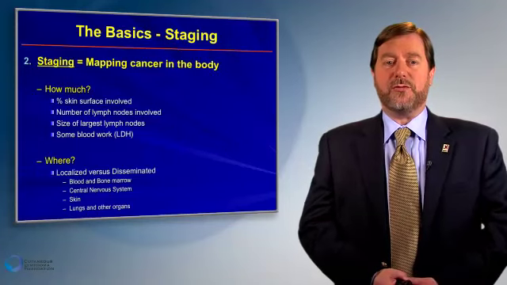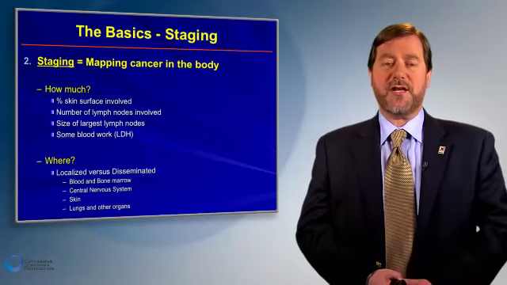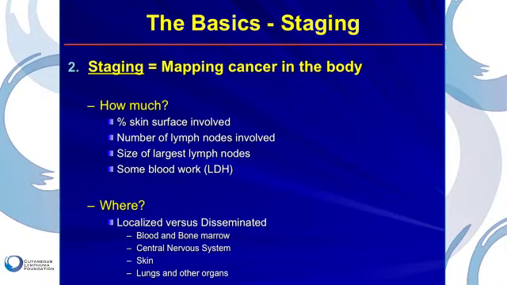Let's move on now to the staging and the fundamentals of the terminology for staging. Staging essentially means mapping cancer in the body. You want to know how much of cancer there is. In the case of CTCL, for example, that could be expressed by what percentage of the skin body surface is affected. In other types of lymphoma, it could be how many lymph nodes in the body are involved, what the size of the lymph nodes, and what the so-called bulkiest lymph node or mass is.